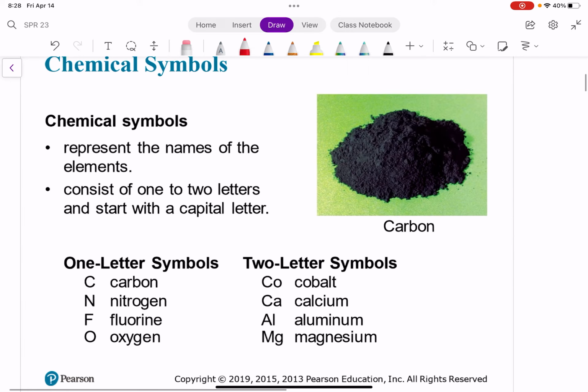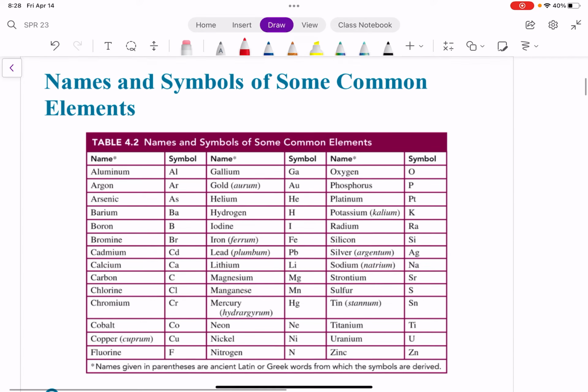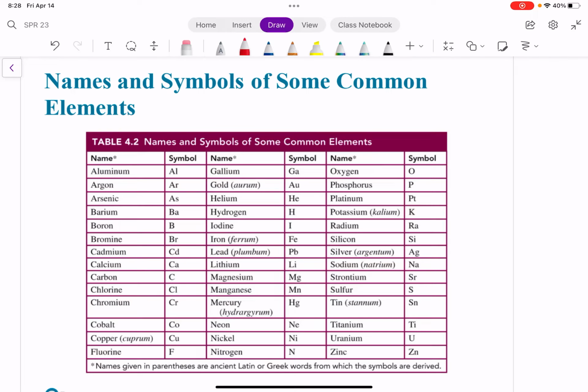There's a little picture of carbon. This is just more names and symbols of some common elements. You'll notice on here, some of the symbols are really similar to the names, right? And they're kind of intuitive. So we have aluminum is Al, boron is B, carbon is just C, oxygen's O, phosphorus is P. And then you got these weird ones where gold is Au, iron is Fe, lead's Pb, silver is Ag, potassium's K, those are kind of weird.